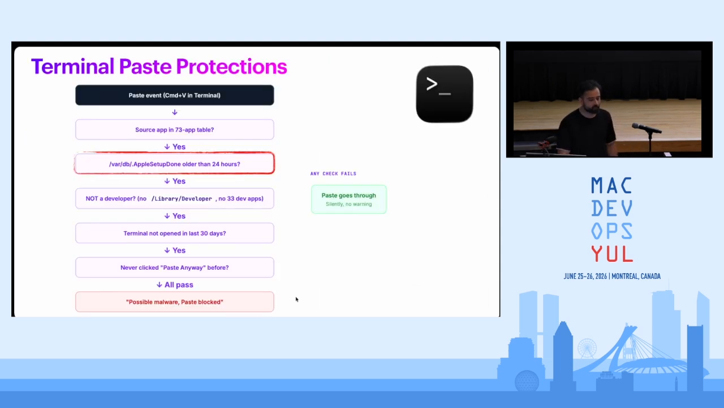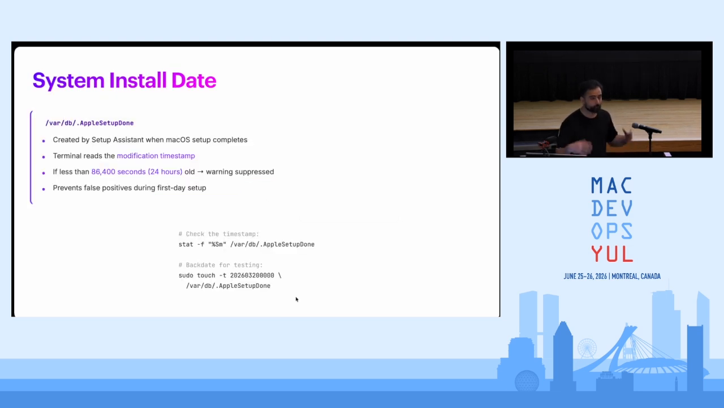So the second check looks at the modification time of a hidden file under /var/db, .AppleSetupDone, and that gets written by Setup Assistant when your setup of your Mac finishes. And if it's less than 24 hours old, the warning is suppressed. My guess is that that's to avoid annoying people on day one of a fresh machine. So to put it in plain terms, it's basically the system install date. If it's under 24 hours old, the warning gets suppressed completely.